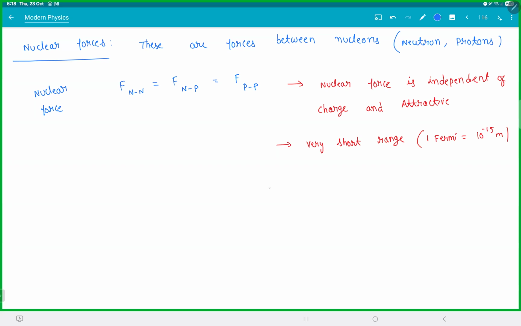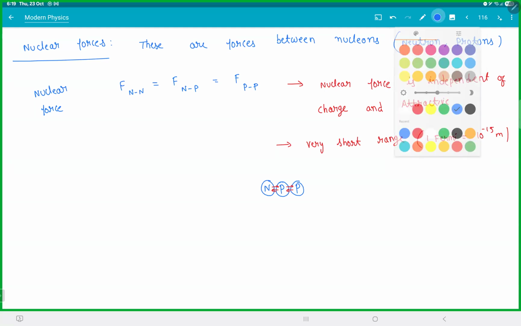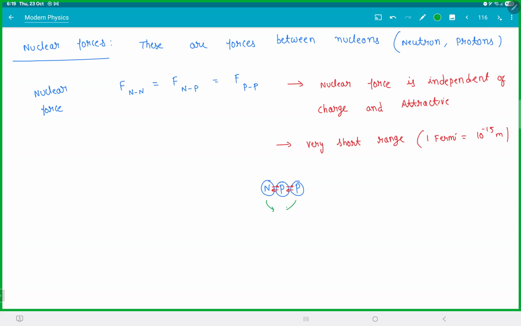So the theory we have so far is, if you have a neutron and a proton, this nuclear force will come into the picture only when you're touching the other one or very close to it. That means if you see this neutron and this proton, they do not have nuclear force.